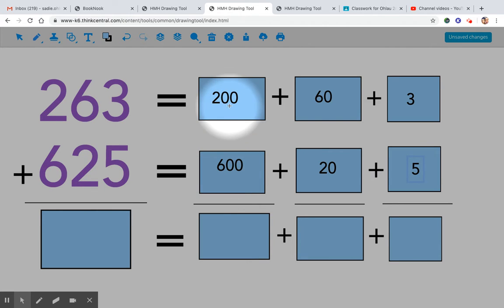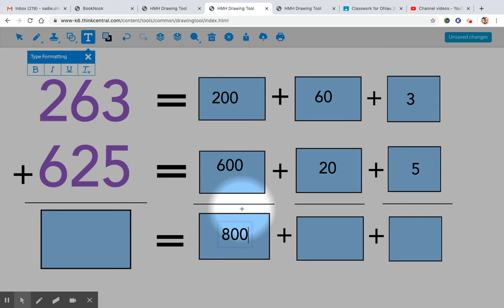Okay, so now we can look at each column, and we can say, what's 200 plus 600? 200s plus 600s equals how many hundreds? 800. Okay, good. Now we've got 60 plus 20, or 6 tens plus 2 tens. If I have 6 tens and I add 2 more tens, I will have 8 tens, or 80. My last one is 3 plus 5, which you can do just by counting with your fingers. 5, 6, 7, 8. 3 plus 5 equals 8.